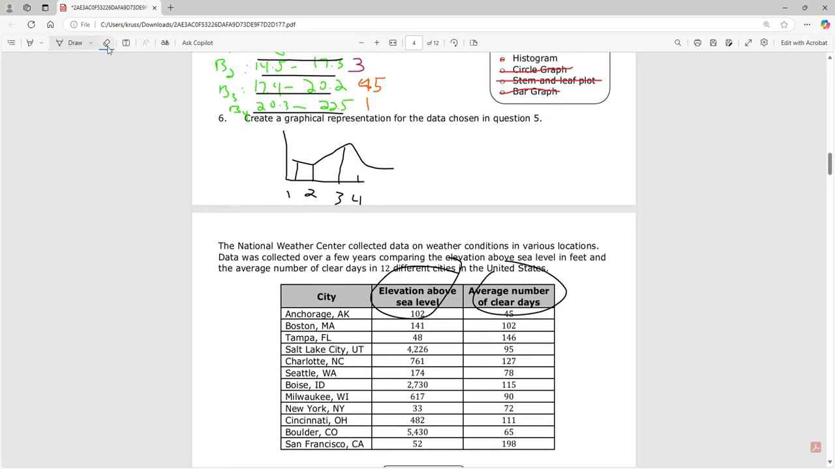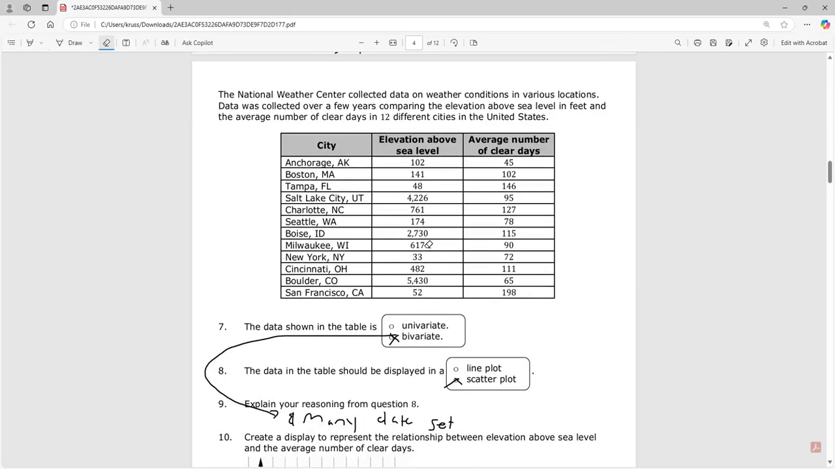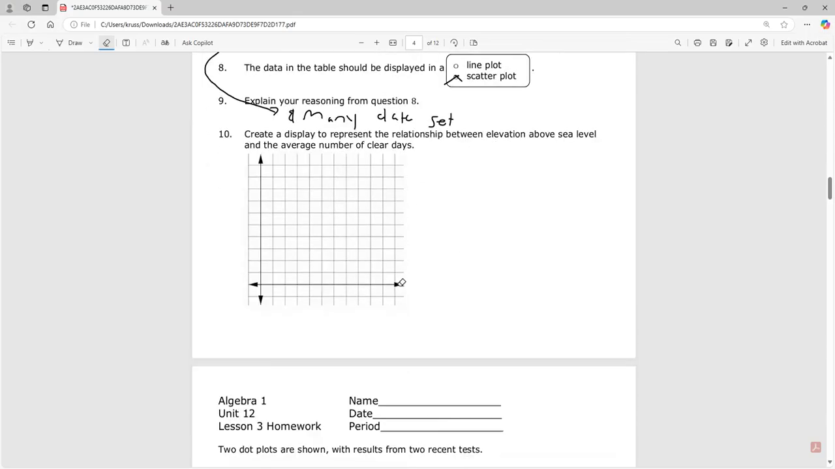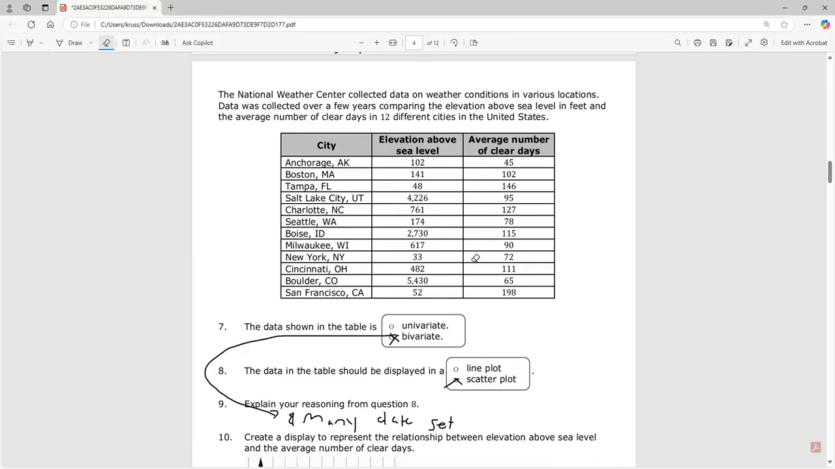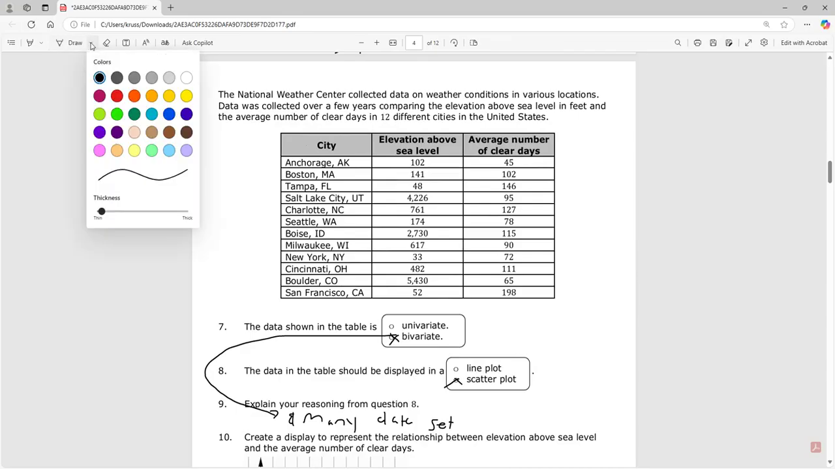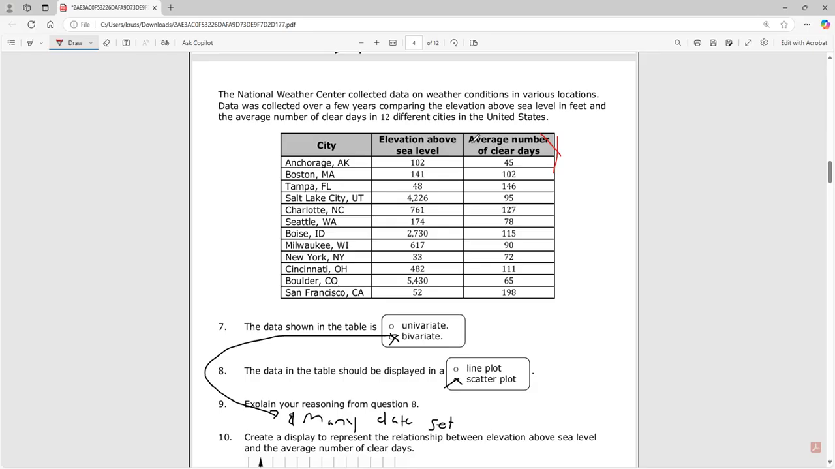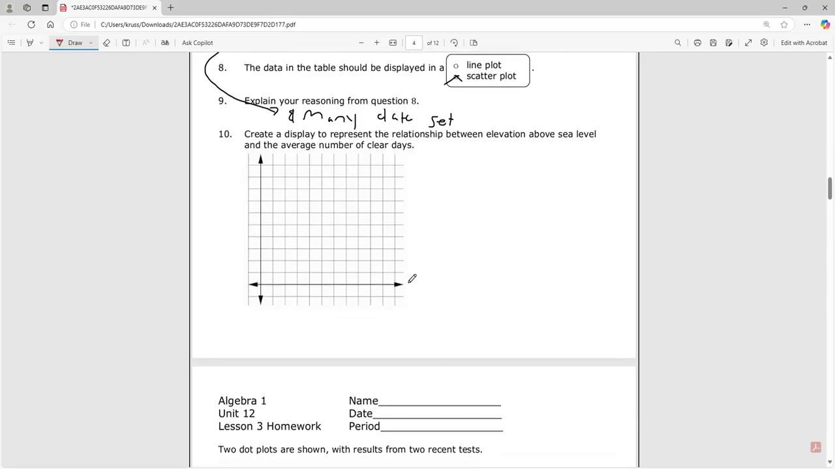So all we're going to do is work from elevation. Which one do we want to make our x, and which one are we going to make our y? I'll make this y. I'll make this x, saying that the elevation at sea level kind of drives the number of clear days. So that's x. That's y.